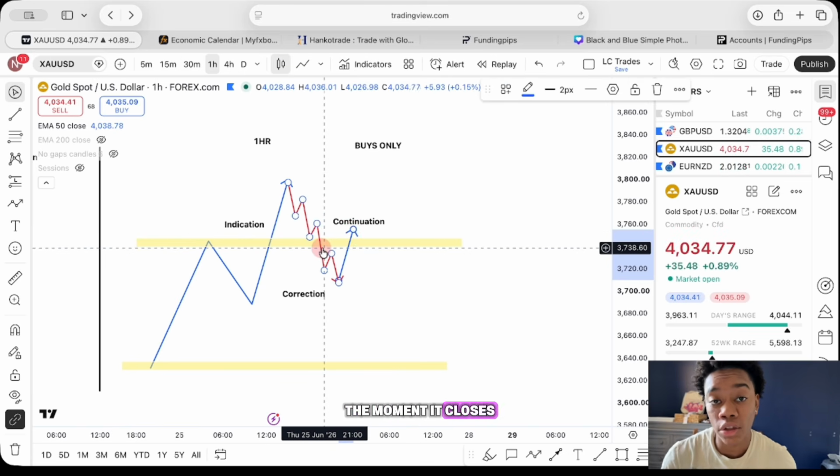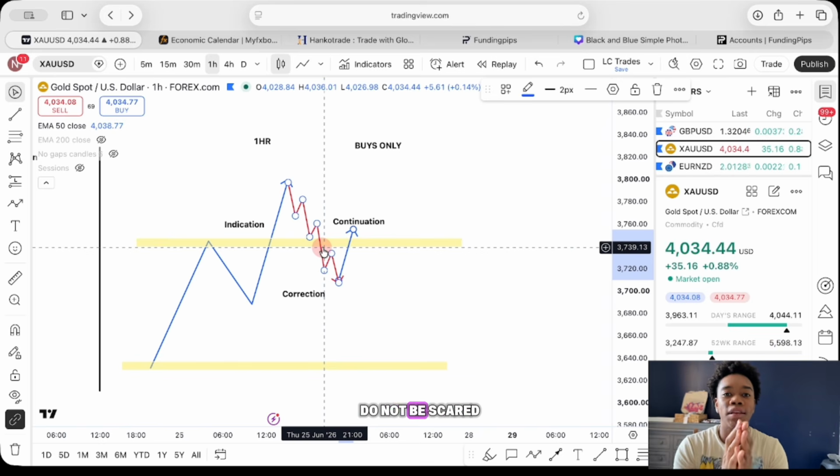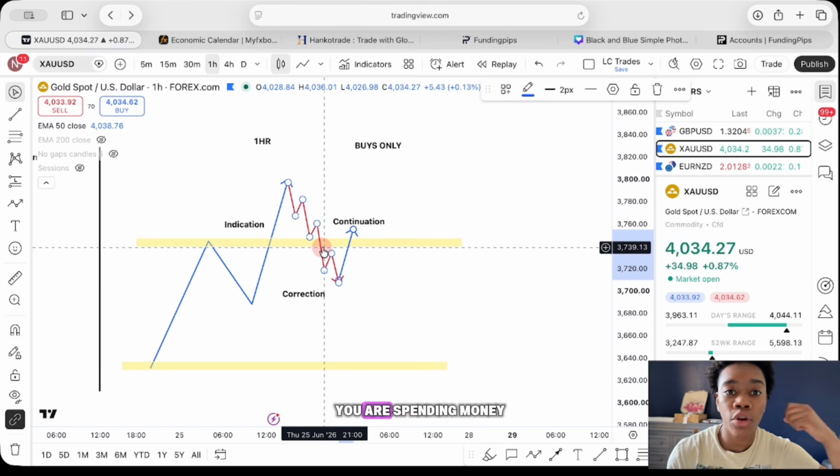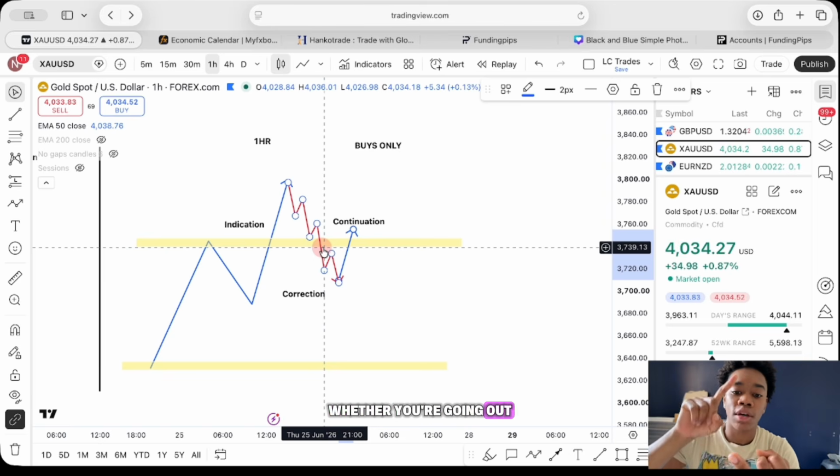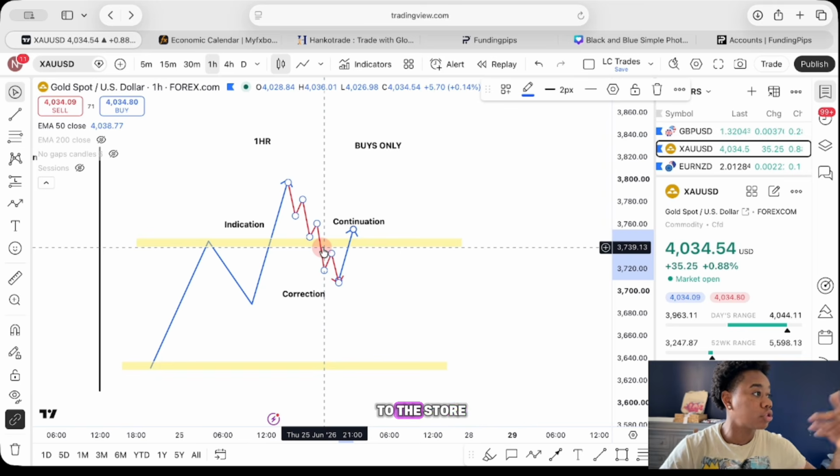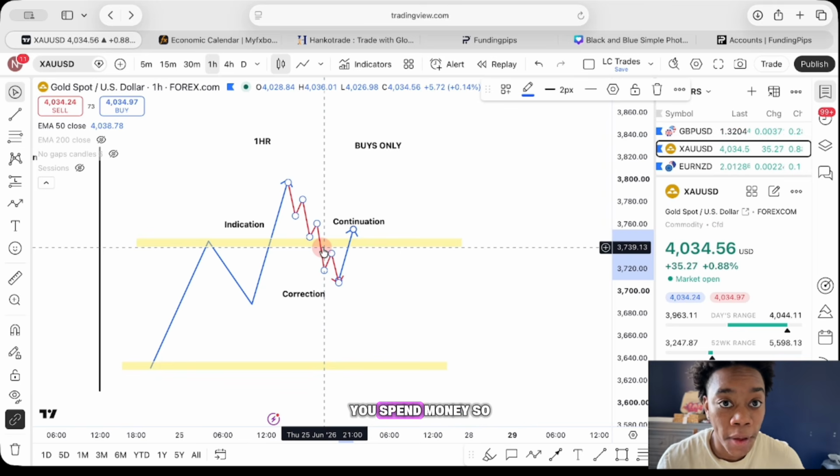The moment it closes is the moment you should be getting into that trade. Do not be scared. I cannot emphasize that enough. Do not be scared. Are you scared to lose money? Guess what? The moment you step outside and breathe air, you are spending money, whether you're going to work, whether you're going out to meet your friends, your family, you're going to the store, you spend money.